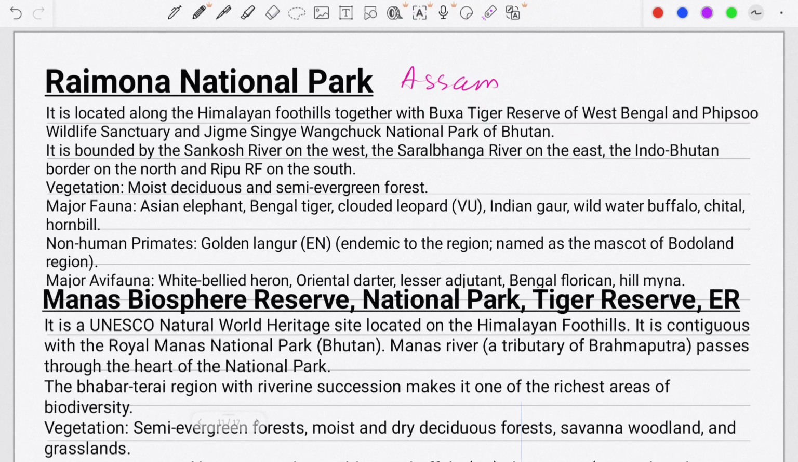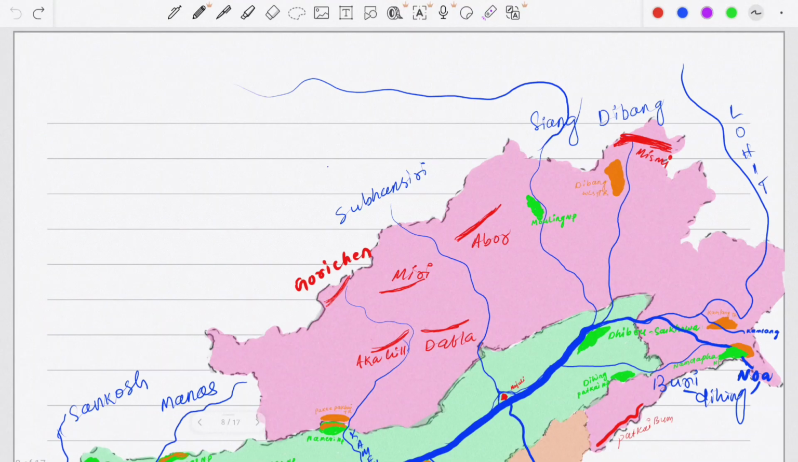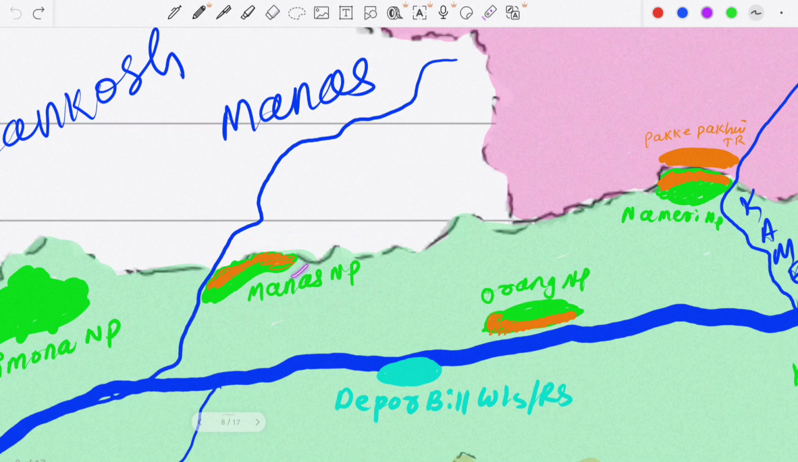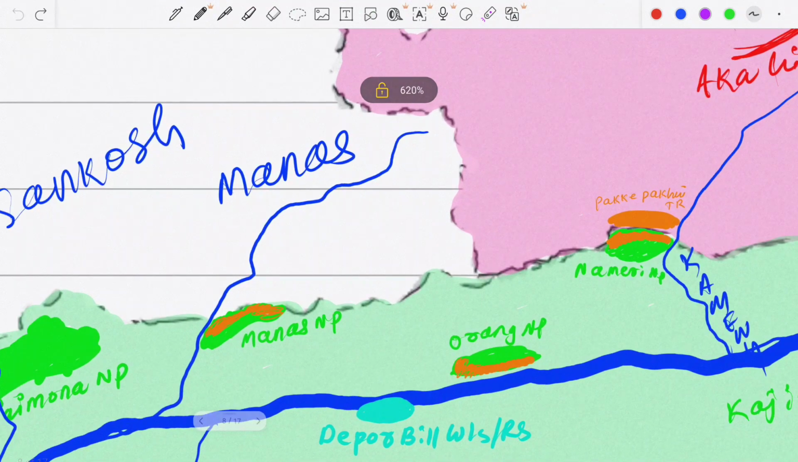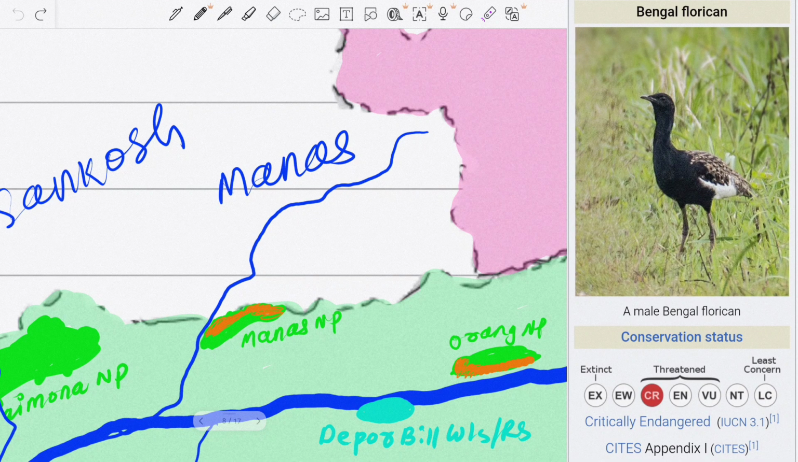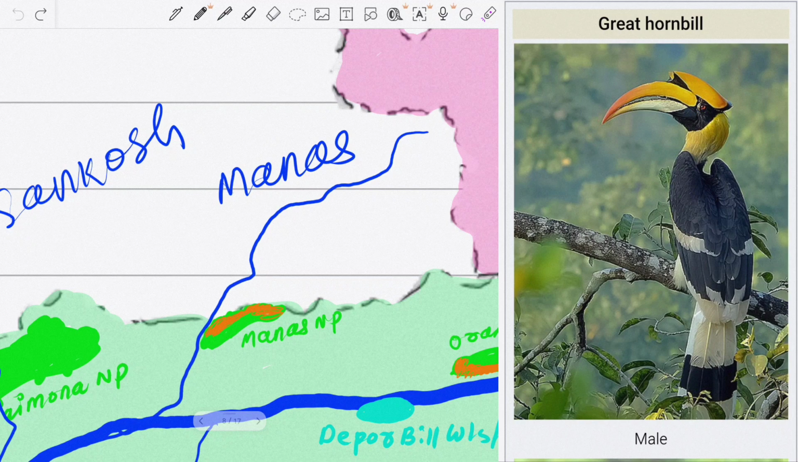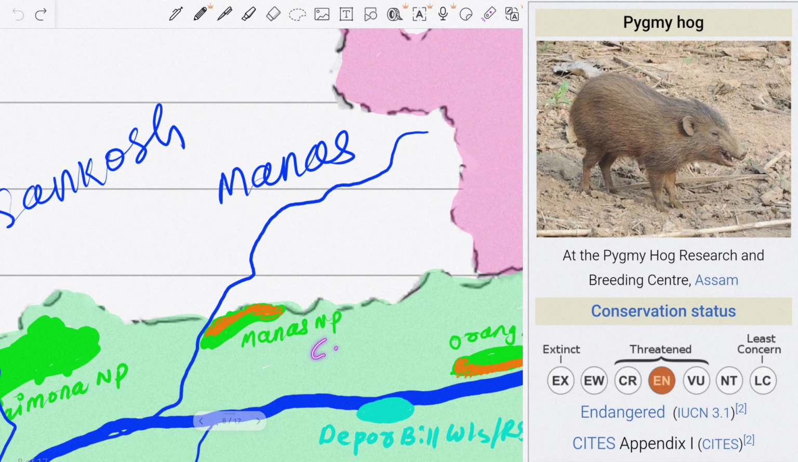Now we should jump to the second and well-known national park of the state of Assam, that is Manas National Park, which is also a tiger reserve. Manas National Park is drained by the famous Manas River, which is a tributary of the Brahmaputra River. This national park is not only a tiger reserve but also a biosphere reserve and a natural world heritage site designated by UNESCO. It is home to fauna like the Bengal florican, which is a critically endangered species, hispid hare, Assam roofed turtle, great hornbill, and also pygmy hog, which is also a critically endangered animal.